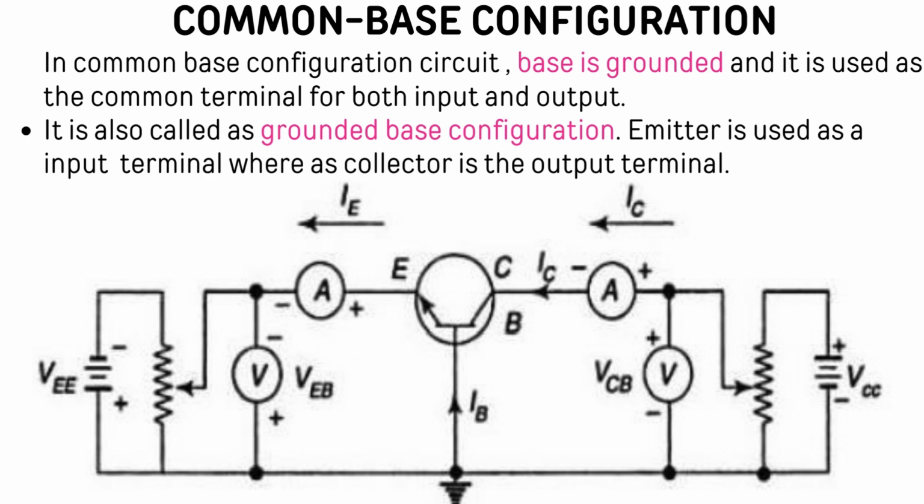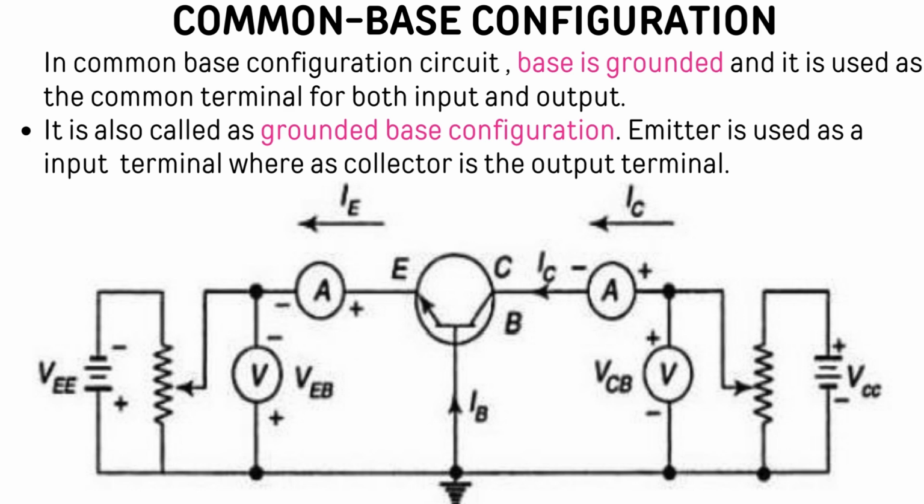Common base configuration. The figure represents a common base configuration circuit where the base is grounded and is used as the common terminal for both input as well as output. Now the figure represents an NPN transistor where the base is common. For an NPN transistor, the emitter is n-type material and the base is p-type material.